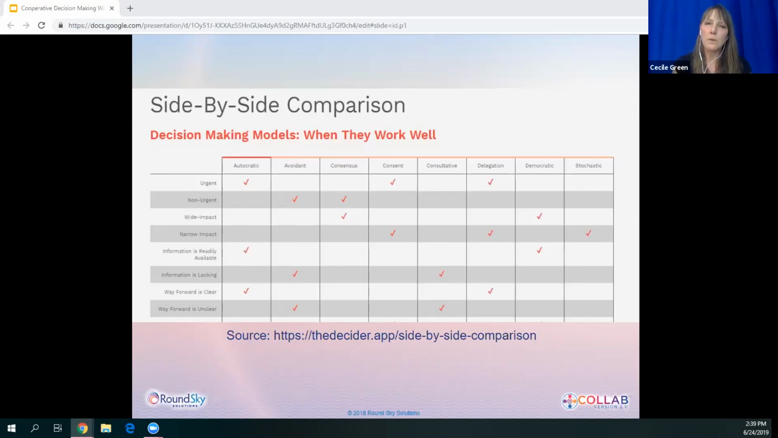Democratic, we are all hopefully somewhat familiar with democratic decision-making. It has some beautiful benefits. A lot of people can participate in it, and its biggest downside is that it tends to polarize people into the yeses and the nos. And those yeses and nos can really go at it for a very long time. So that's democratic, and the stochastic method is flipping a coin. So if you have a decision where it really doesn't matter what the outcome is, and you're like, I just have to decide, flipping a coin might get you something.